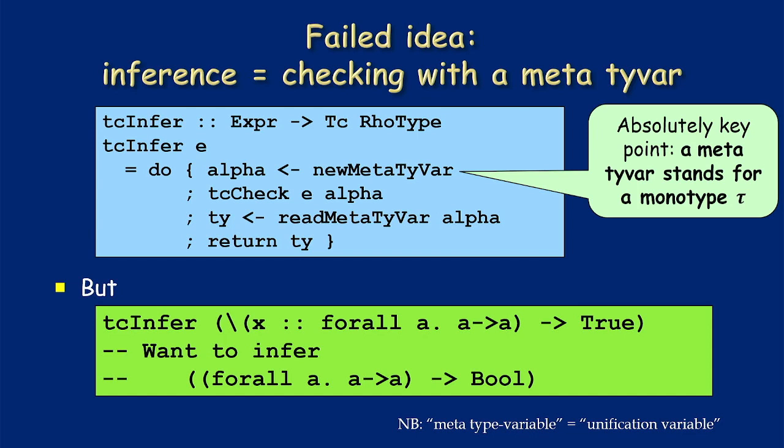And I've written out the code here. Make up alpha, a fresh unification variable, and call check. Easy enough, right? And so now TC infer is just a little wrapper around TC check, which does all the heavy lifting. Now what's the problem with this?